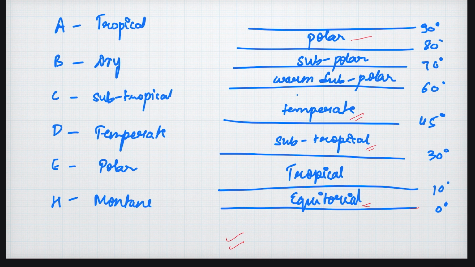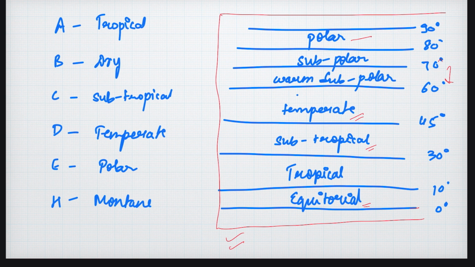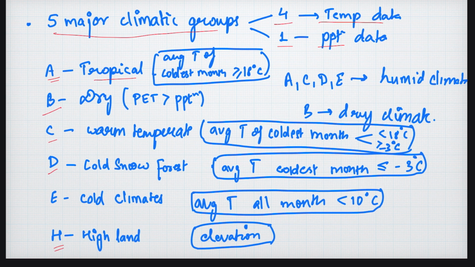Above 60 to 90 is polar region. Now 90 to 80 degrees, we will have polar type of climate. 80 to 70 degrees, we will have subpolar. Subpolar will be something like polar, but not exactly polar. 70 degrees to 60 degrees would be warm subpolar type of climate. This is a rough idea. You can use this diagram to create a mental map of world distribution of climatic zones. This was the first level of classification: A, B, C, D, E, H.